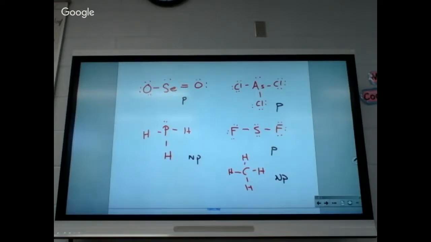All right, and SF2, again, the bonds are equal, but you've got lone pairs, so it's polar. And same thing for CH4. Bonds are equal, no lone pairs, it's non-polar.